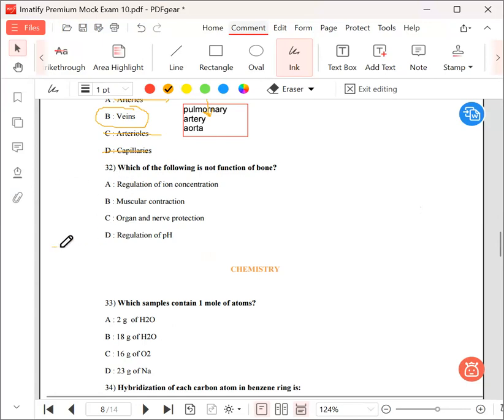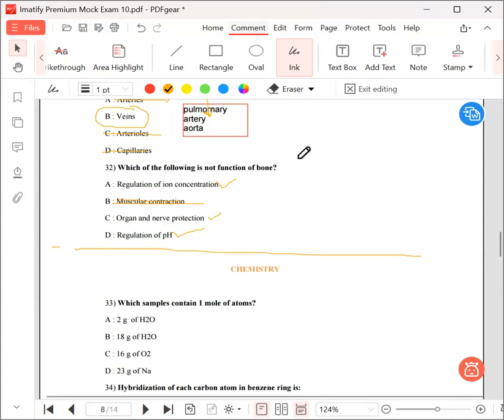Last question. Which one of the following is not a function of bone? Regulation of iron concentration? It is. Muscular contraction? No, it is not. Organ and nerve protection? It is. Regulation of pH? It is. Let us discuss in detail. Regulation of iron concentration. How? To regulate the rate of absorption of calcium and phosphate salts.